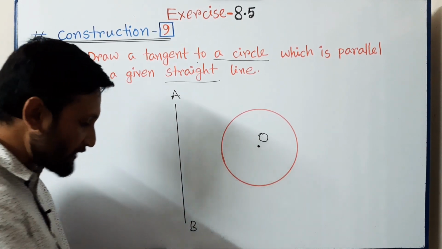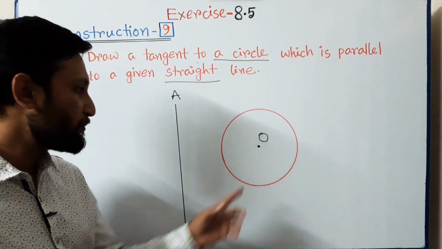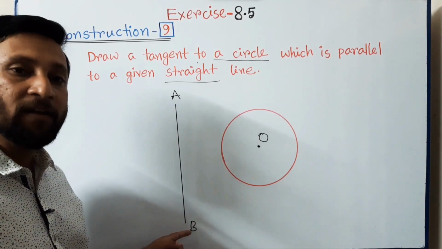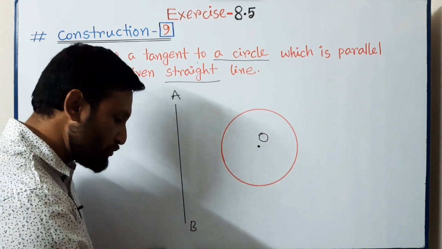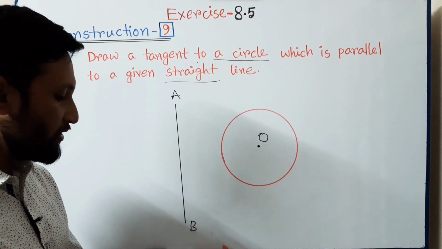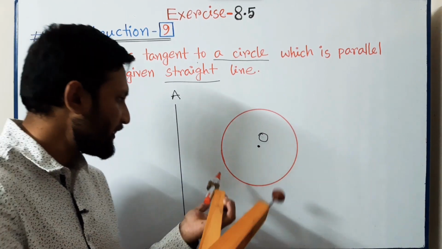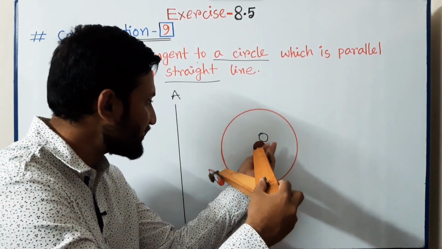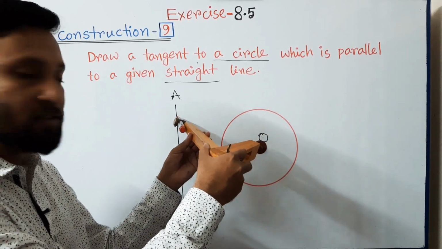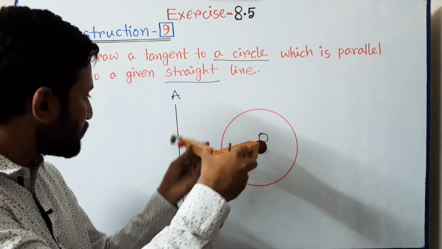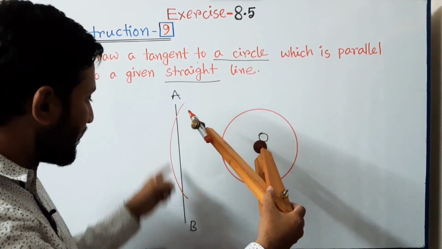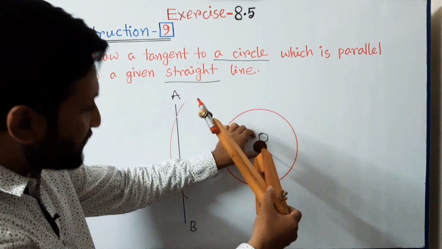So at first we have to draw a perpendicular from this center O to this straight line AB. So how to draw a perpendicular? At first set the compass on the center, and draw an arc on this straight line AB, as like that. This is an arc on this straight line.